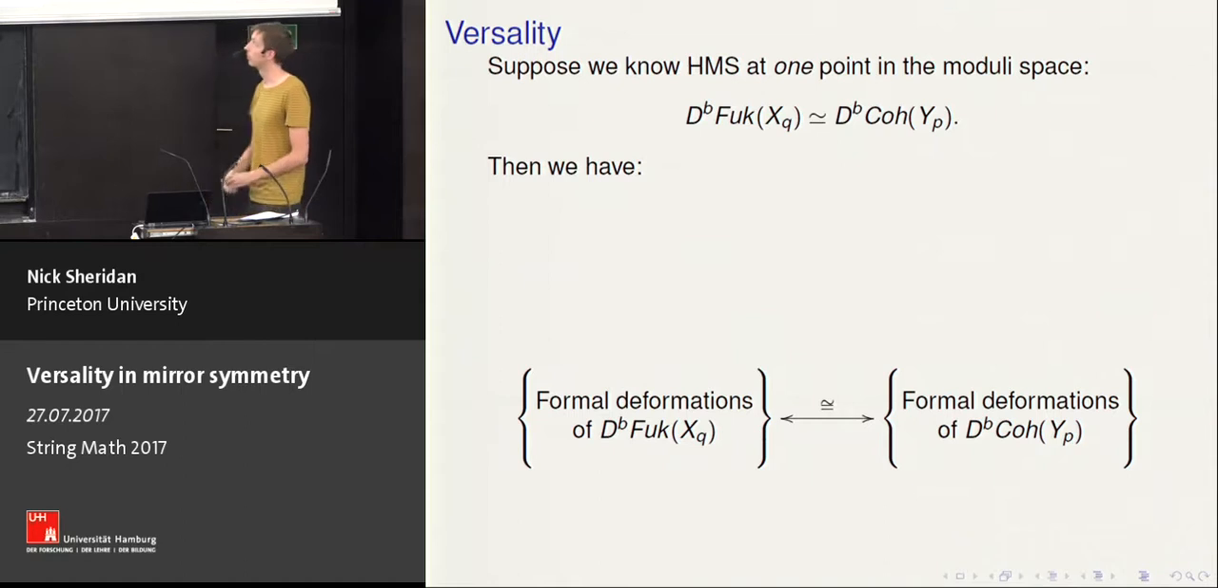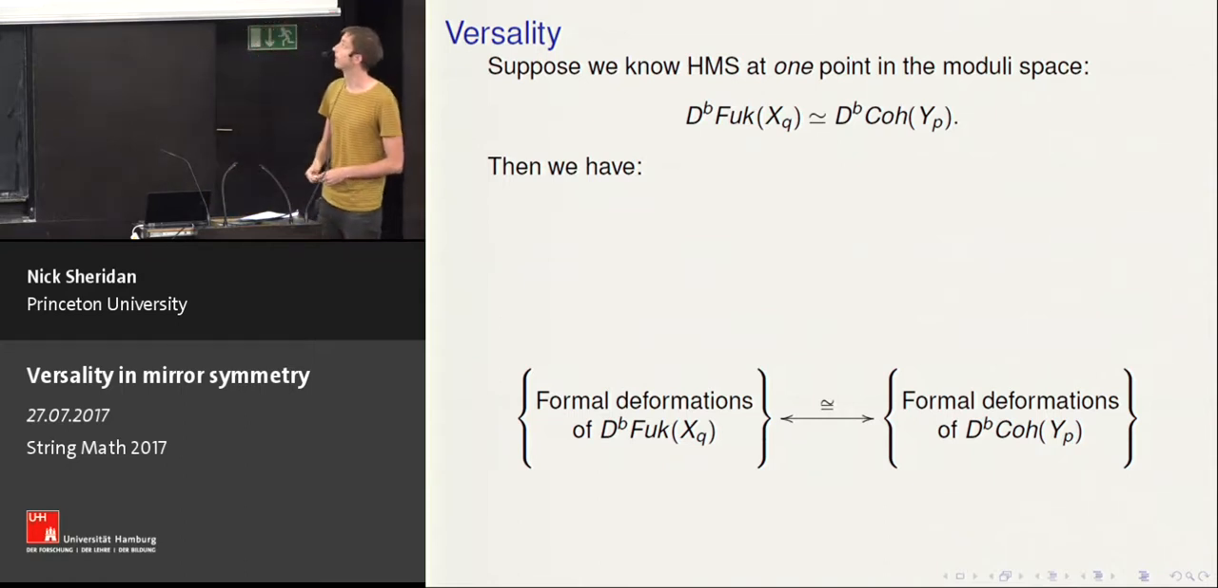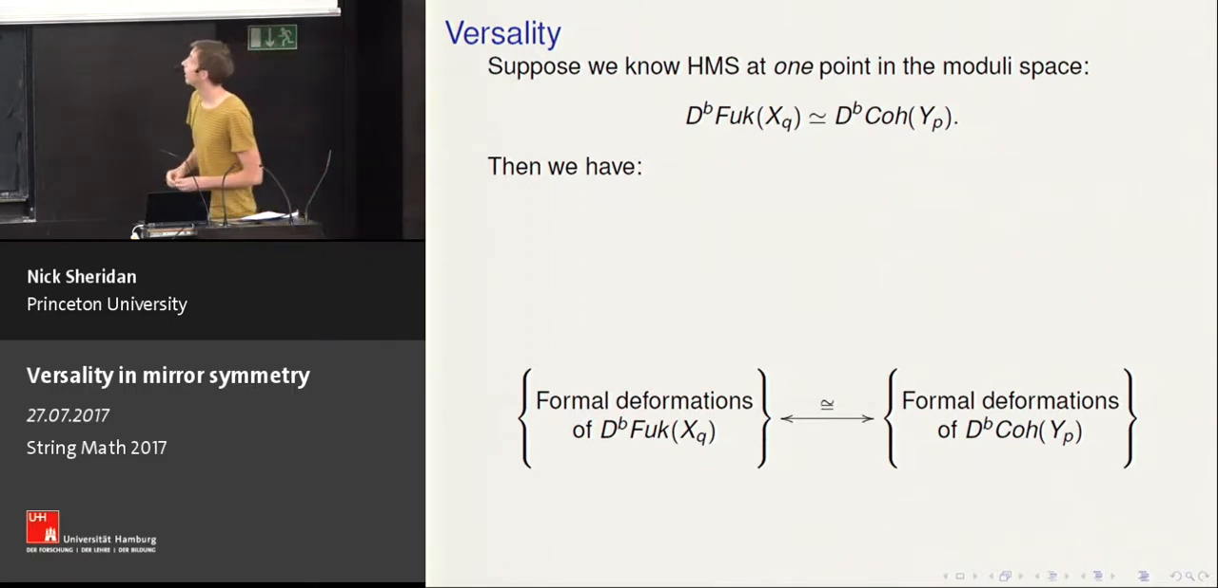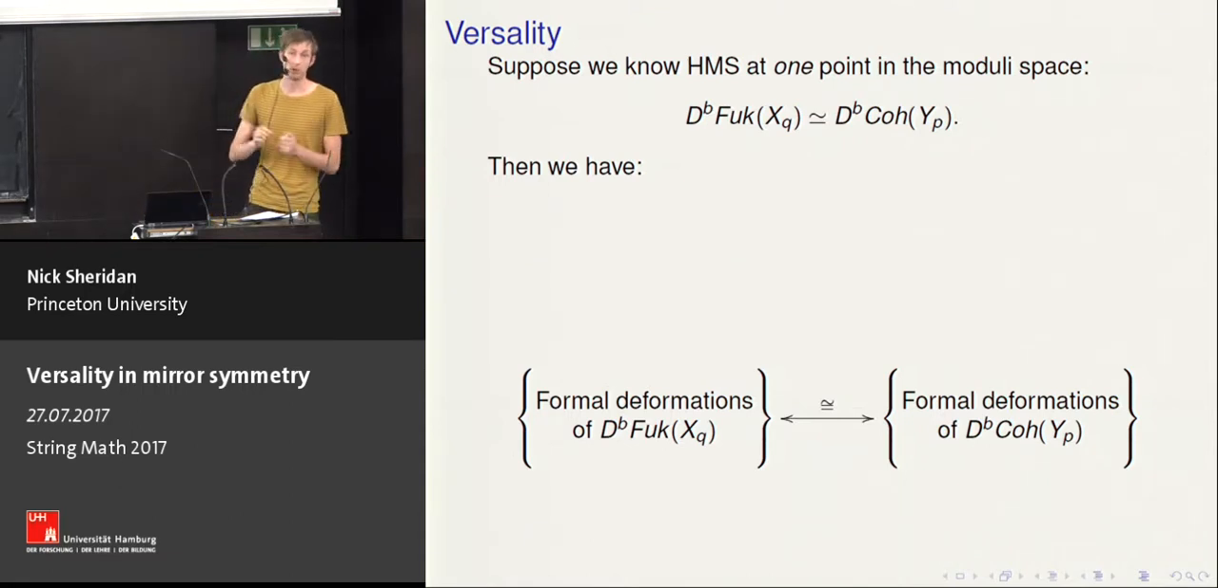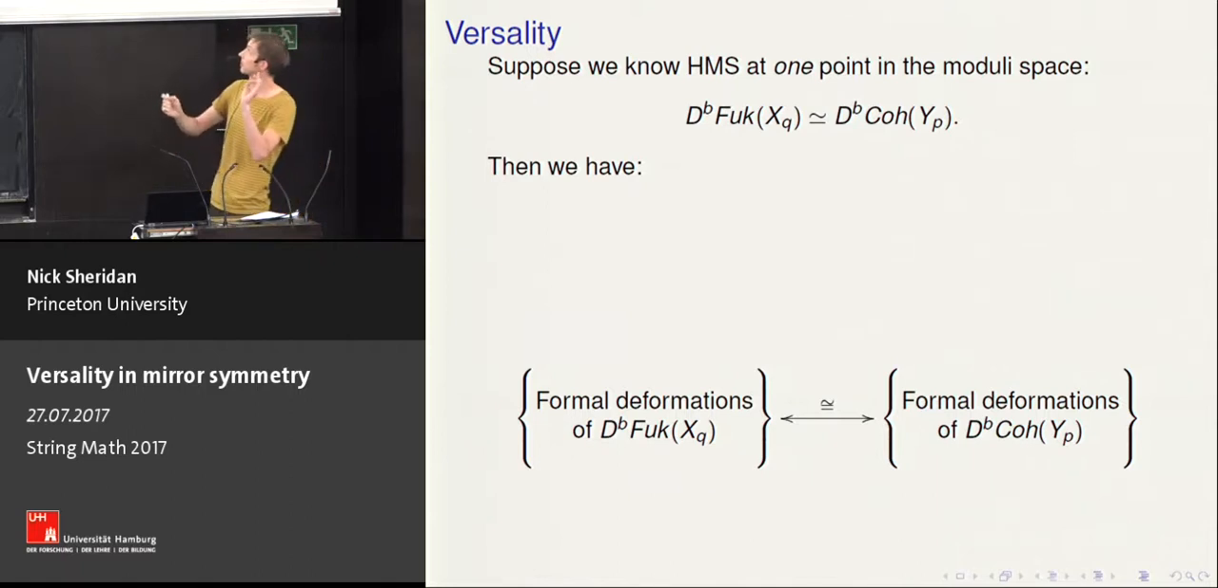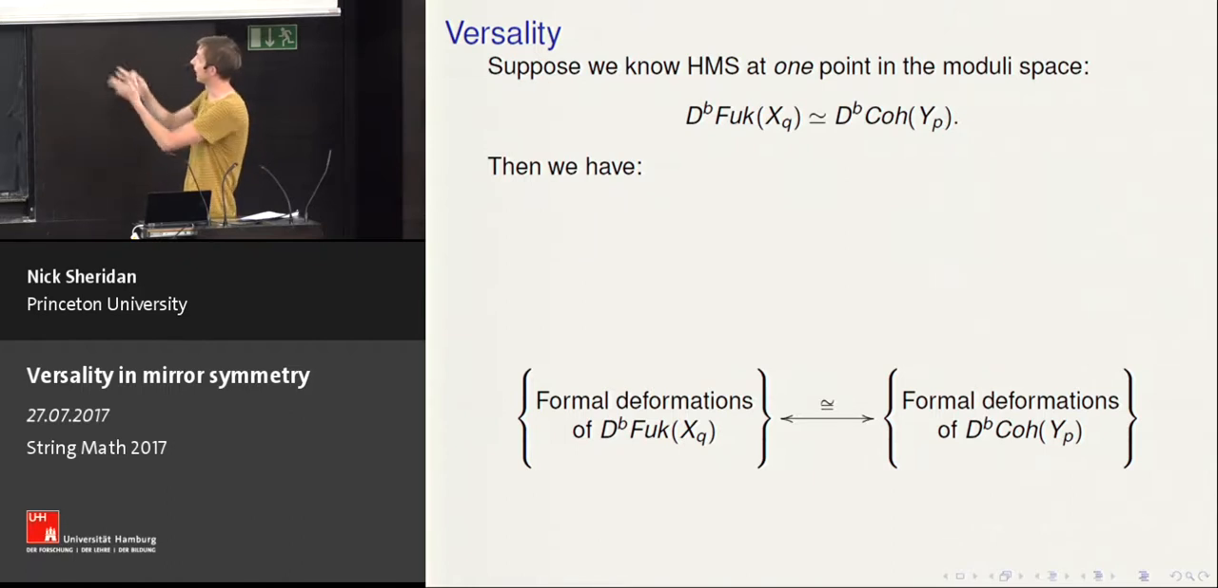So what do I mean by versality and why is it useful? First I'm going to give a simpler version of the result I'm going to talk about. This one says, suppose we know homological mirror symmetry holds just at one point in our moduli space. We have one point Q in the Kähler moduli space, one point P in the complex moduli space, and the categories are the same at those points. Well, if they're the same category, then they have the same space of formal deformations.